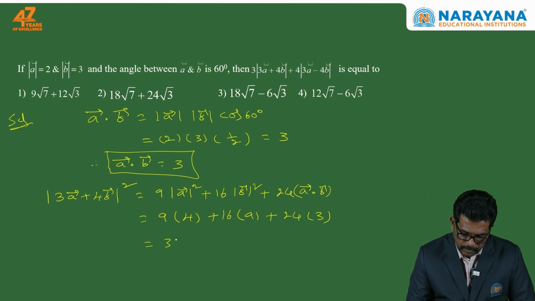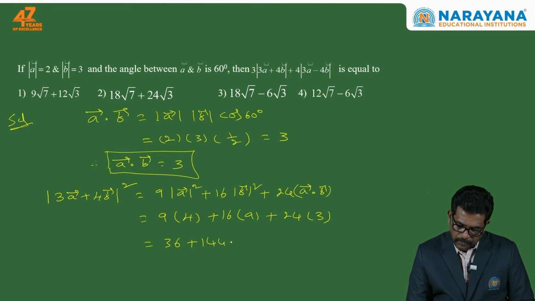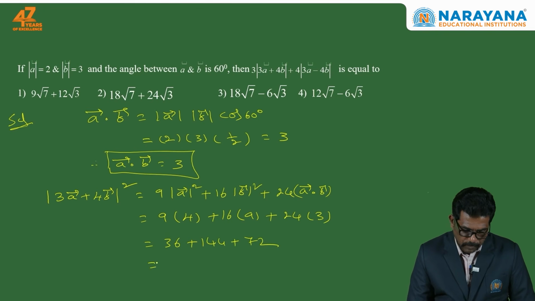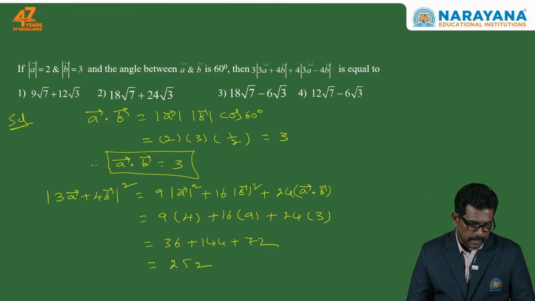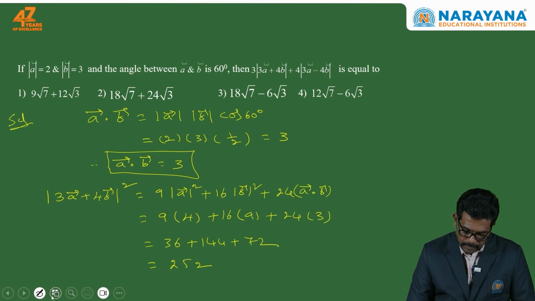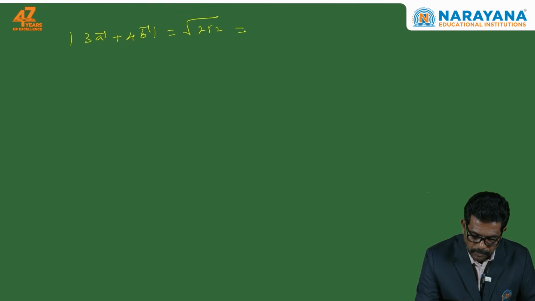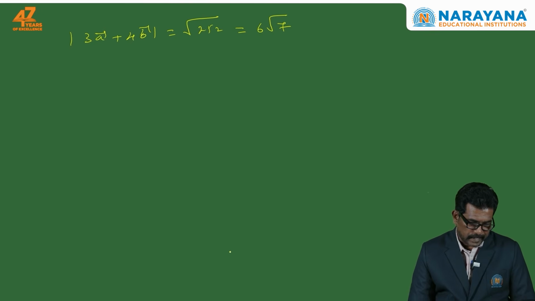Now this is equal to 36 plus 144 plus 72. The calculation becomes 252. So from this we get mod 3a bar plus 4b bar is equal to square root of 252. We may write this as 6 root 7.